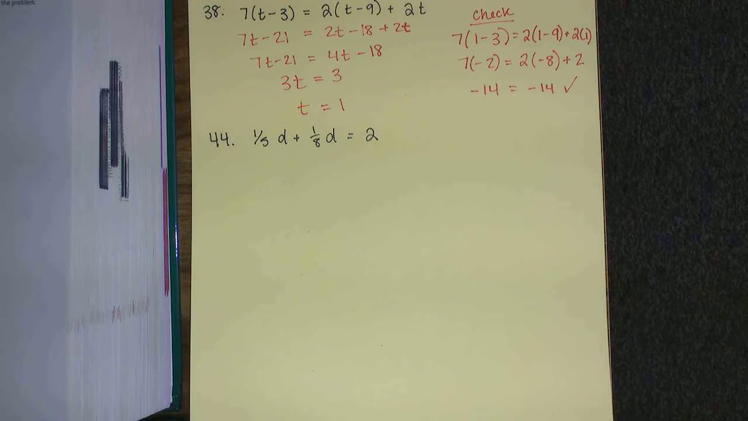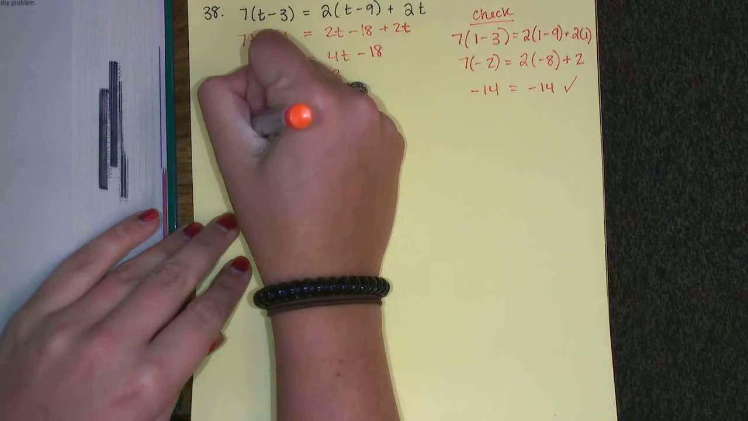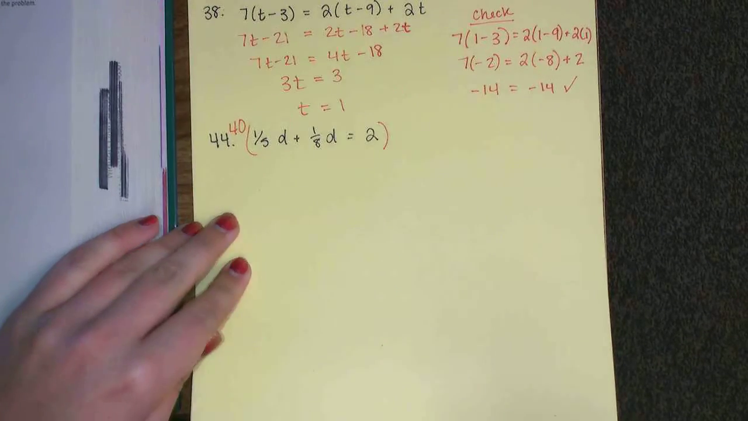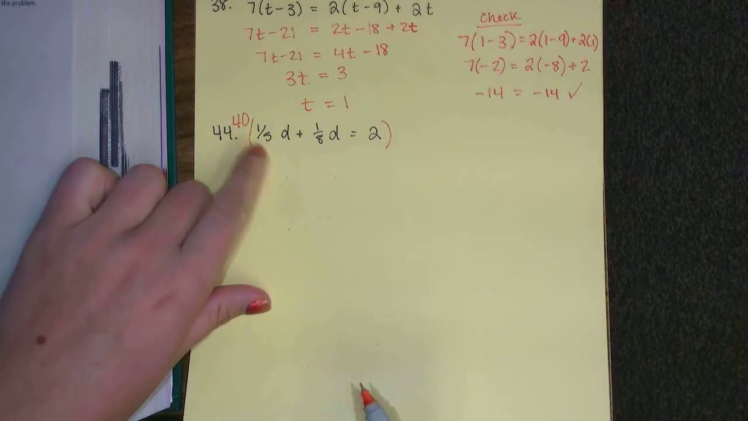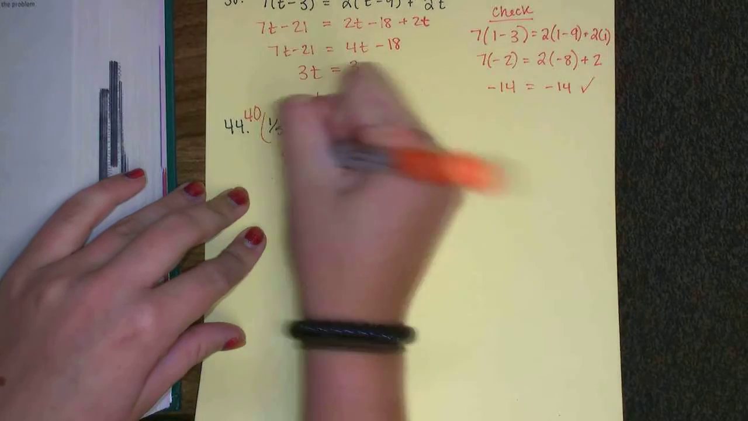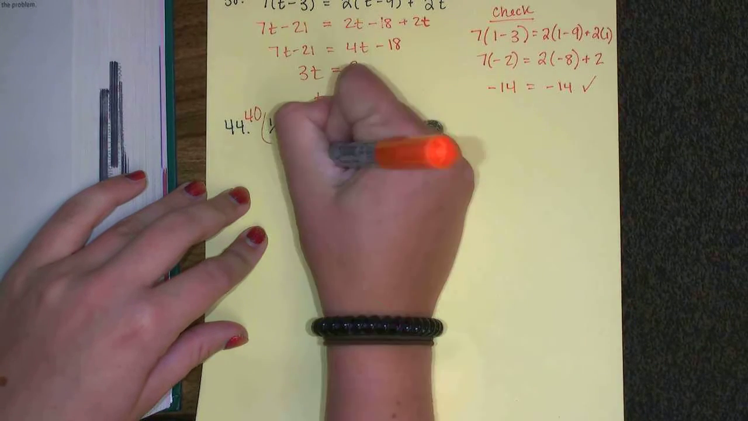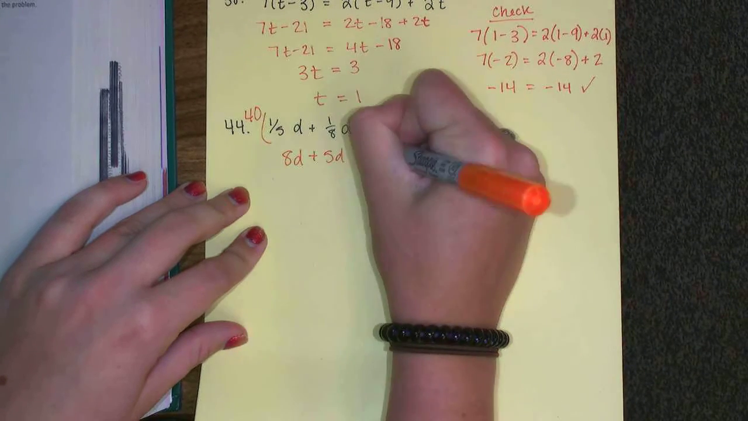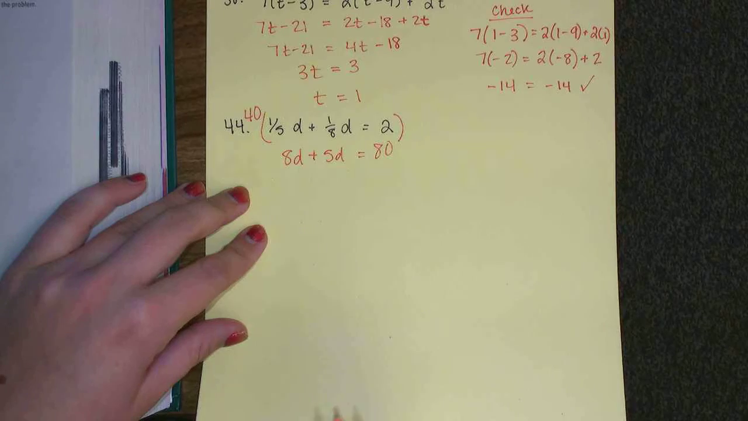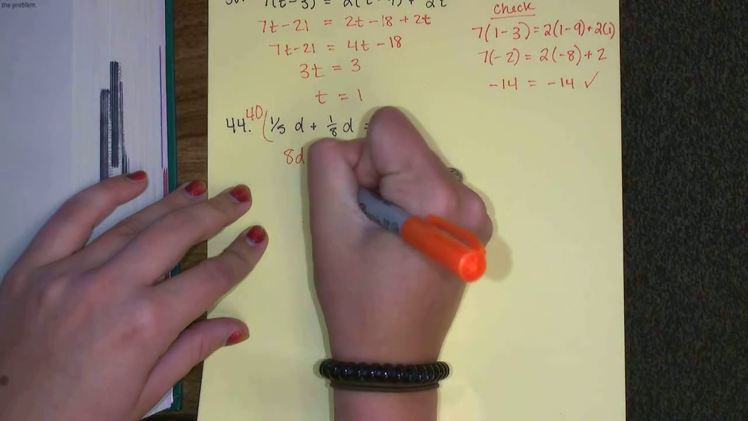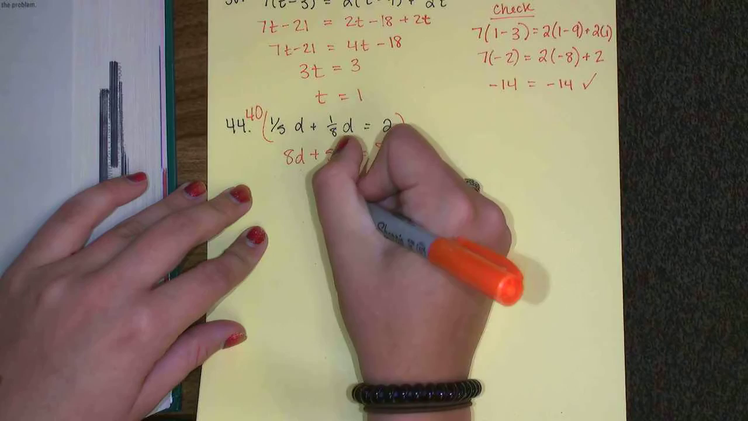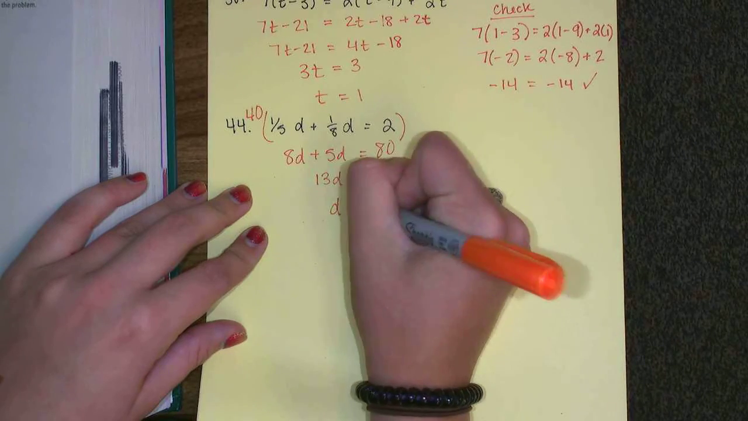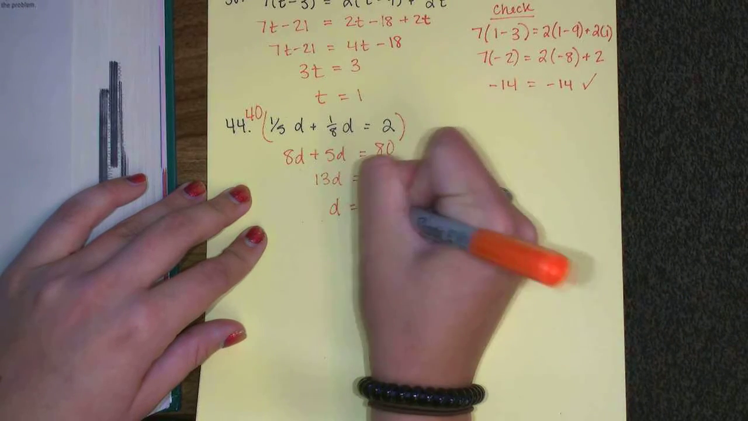40. Okay. So the trick is, you can multiply the whole equation by 40. Both sides. This leaves me with 8d over here, then I'm left with 5d is equal to 80. Now I can combine like terms, so that gives me 13d is equal to 80. And then we're just going to have an improper fraction, and we're just going to leave it that way.